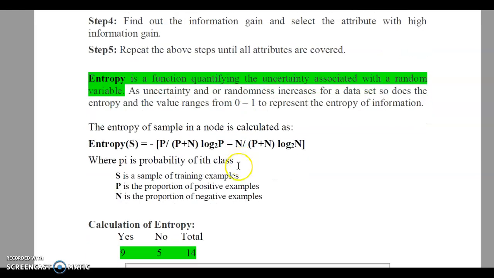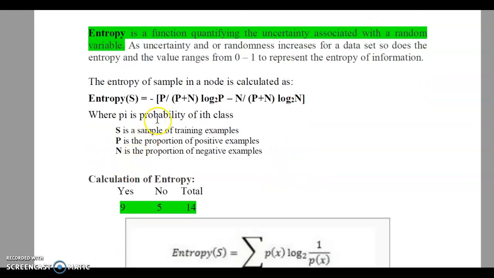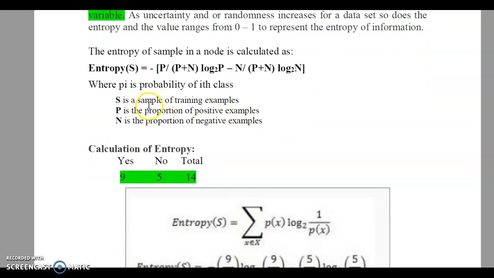The entropy of samples in a node is calculated as entropy of S equals minus p by (p plus n) times log of p by (p plus n), minus n by (p plus n) times log of n by (p plus n), where p_i is the probability of the class, S is the sample of training examples, p is the proportion of positive examples, and n is the proportion of negative examples.